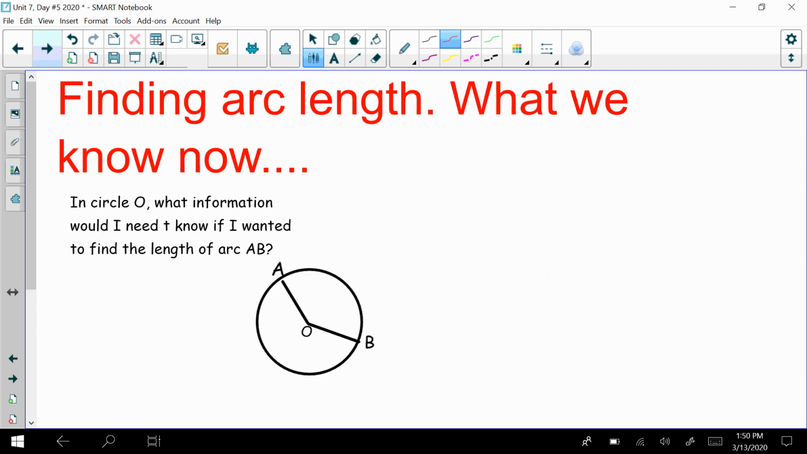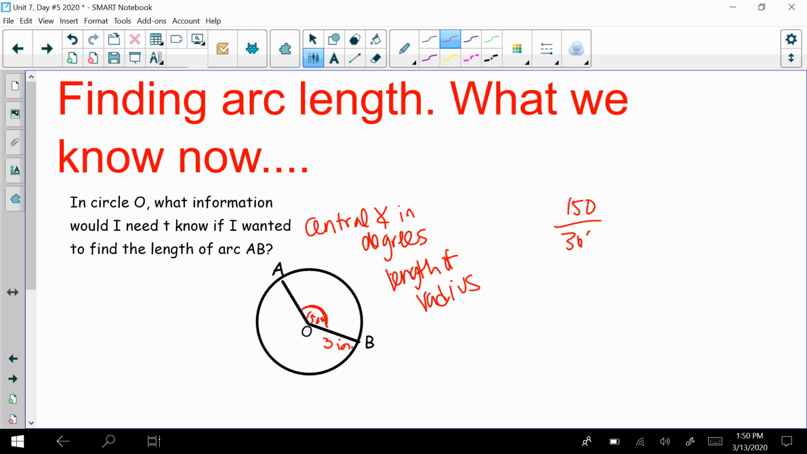So right now, if we want to know the length of an arc, we need to know how many degrees this is, right? Like 150, we'll say. And you also have to know the radius. So you have to know the central angle in degrees, and you have to know the length of the radius. And in order to find the length of the arc, you would be doing what we just made the flashcard on, right? If this is 3 inches, you'd be doing 150 over 360 times 2 pi r to find the length of that arc AB.